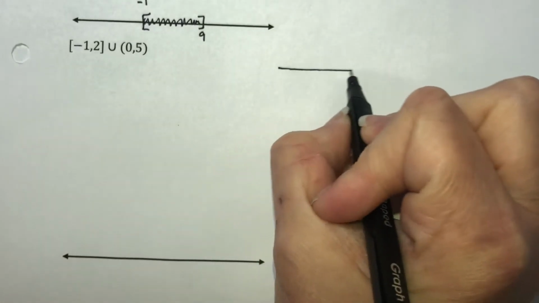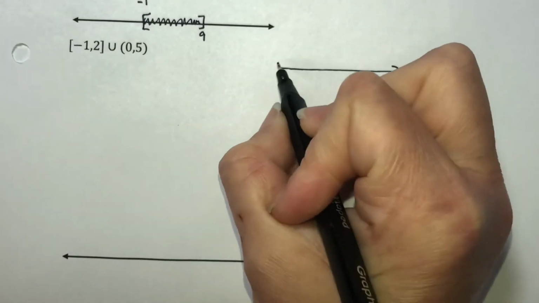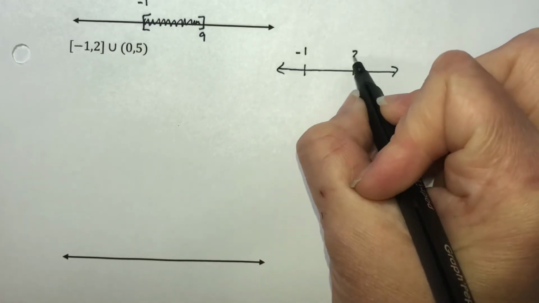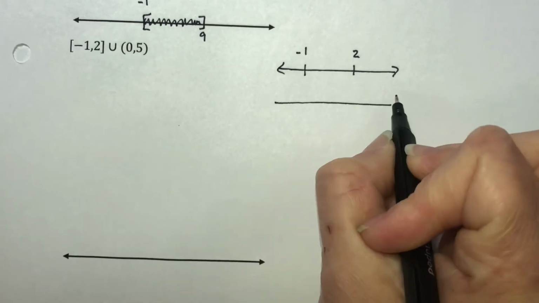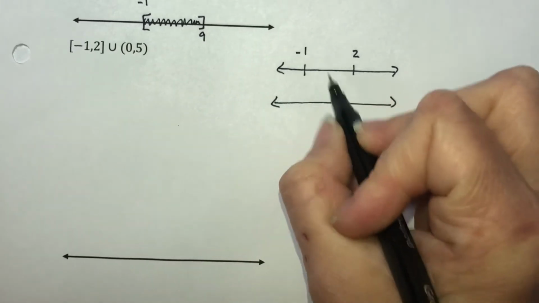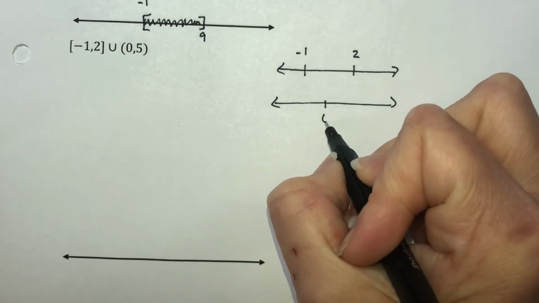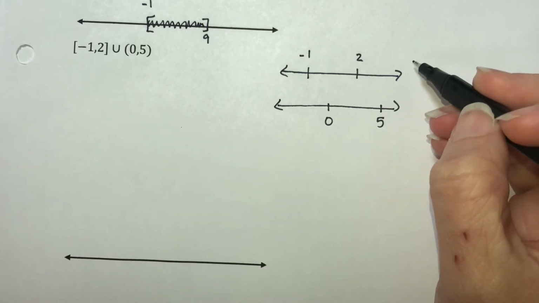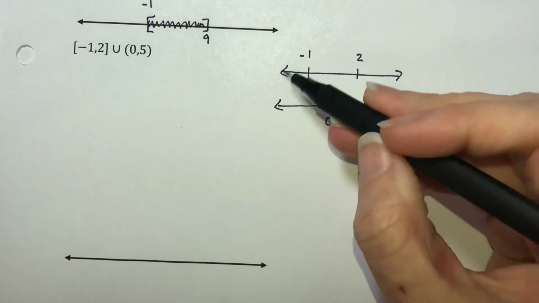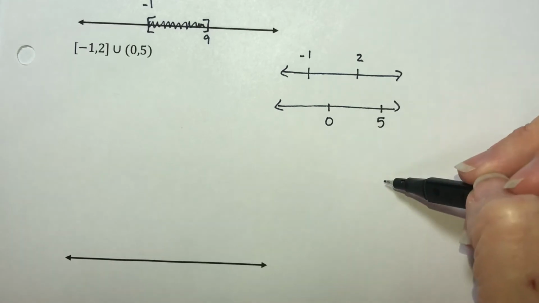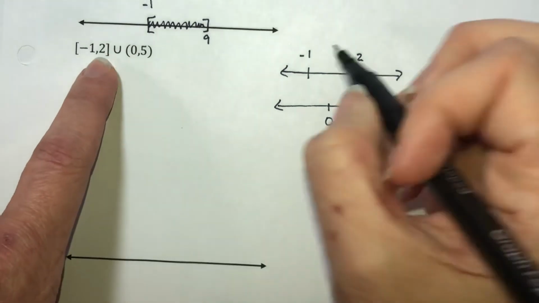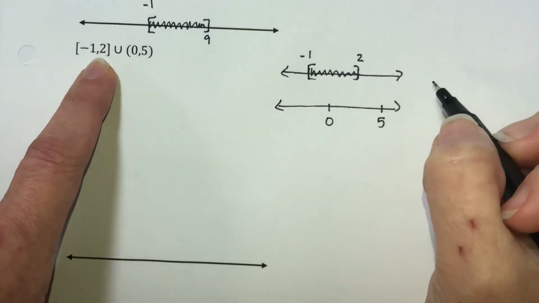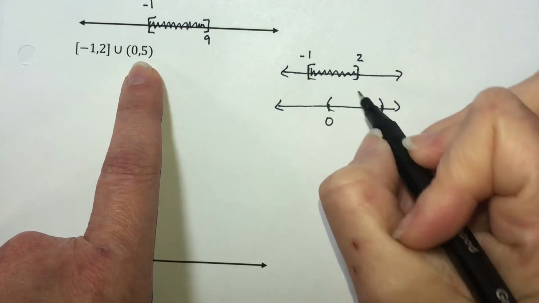My first graph is shading between -1 and 2. And my second one, I'm going to go ahead and get these placed correctly, is a 0. And 0 is between -1 and 2, so I need to put that here. 5 is larger than 2, so it's here. Remember, we want to be able to imagine pushing these together, and we want our numbers to be in order when we do that. This one has brackets on both and is shaded between. This has parentheses on both and we shade between.